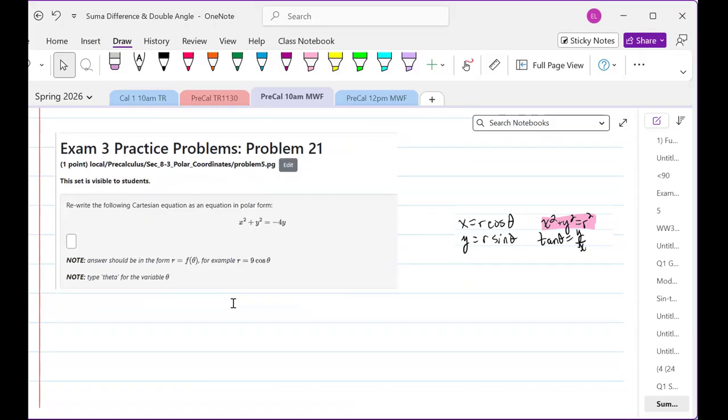There's a couple of ways to work on this problem, but because it's a WebWork question, WebWork has an added amount of work we have to do. WebWork needs the answer to be r equals by itself. On the test, you don't have to do this. On the test, I just need it converted into polar form.